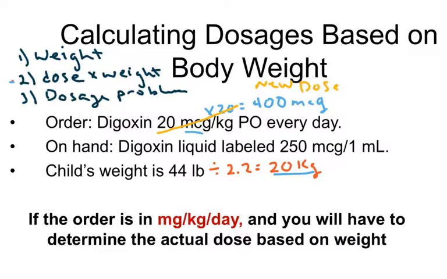Okay, and then the last step is your dosage problem. So the dosage problems I'll do in green. So the dosage problem is what's ordered, which is the 400 micrograms, because that is what is ordered for your patient. 400 micrograms. What you have on hand.